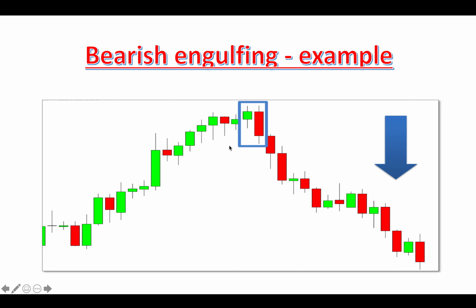Here it is in action. As we can see, we've had a pretty good consistent bullish run. Price then starts to slow down, the bodies and the wicks become smaller and smaller and smaller, and then we have a big bearish candlestick completely engulfing pretty much the last one, two and three candlesticks. So the more candlesticks it engulfs, the stronger this reversal or this engulfment is. So as we can see here, we have a clear bearish engulfing candlestick, and then away price goes.